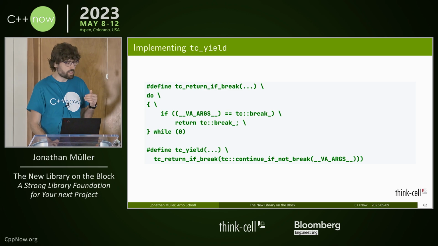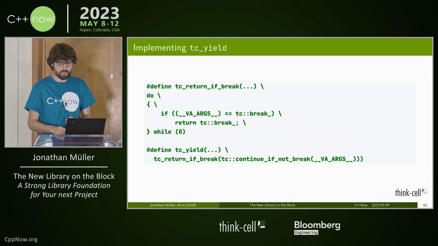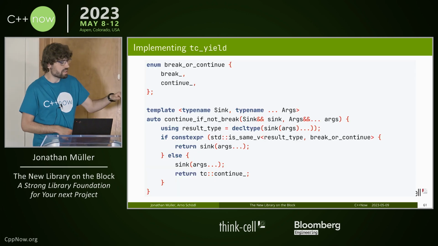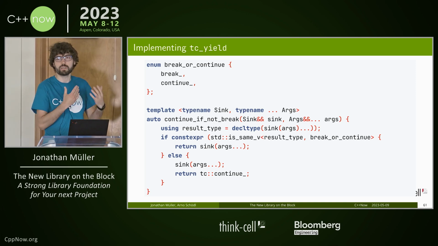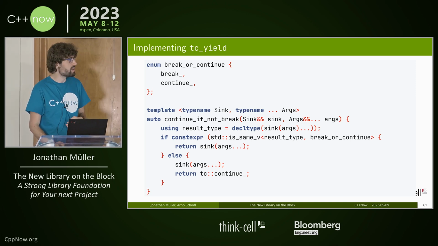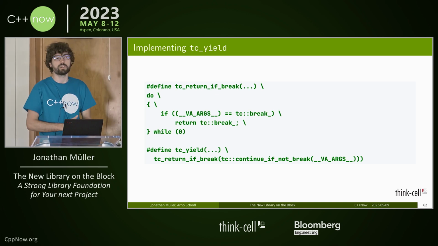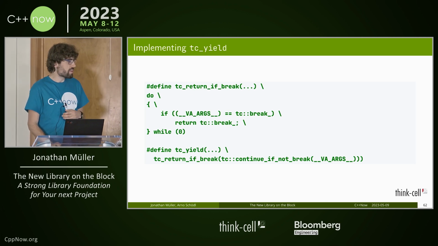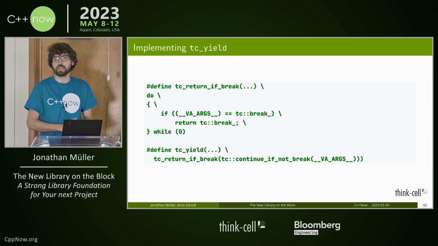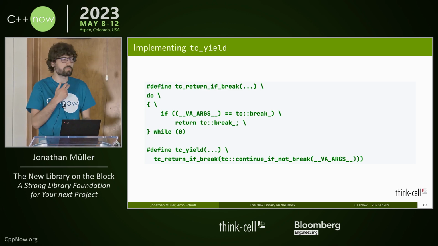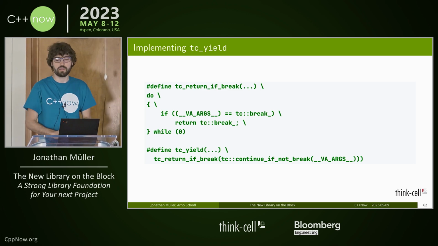And what I've omitted here from the slides is an optimization we do. So for example, continue if not break: if it unconditionally returns continue, we return a tag type that says it's always continue. And then in the macro, we check whether we have a tag type so we can eliminate the branch if you don't specify a return value. And with that couple of lines of code, we can now write generator ranges very conveniently without requiring coroutines, without heap allocation, just functions that take other functions.